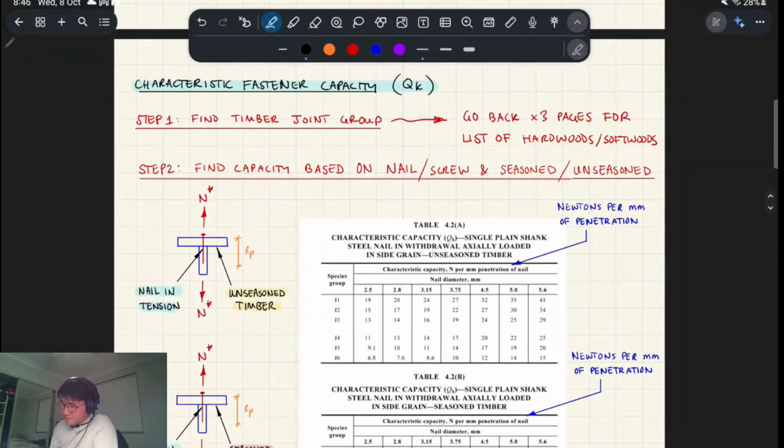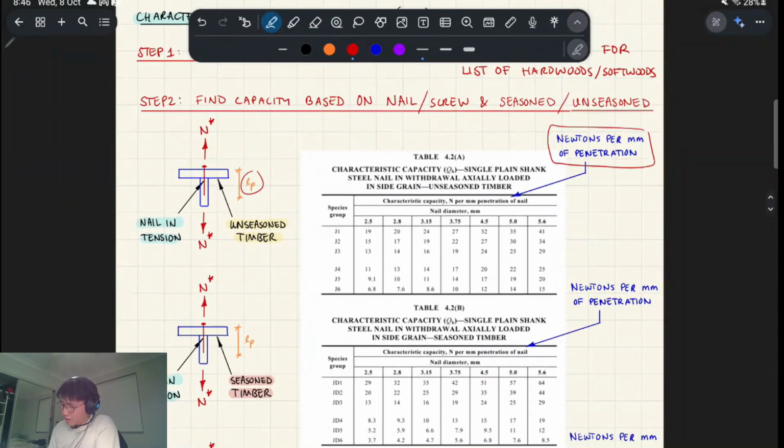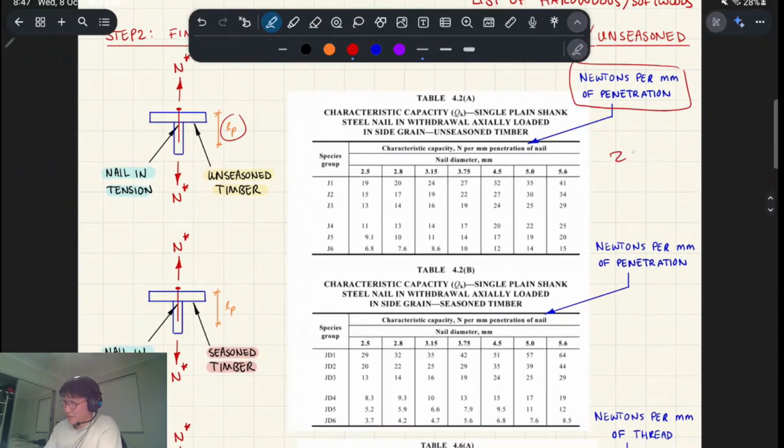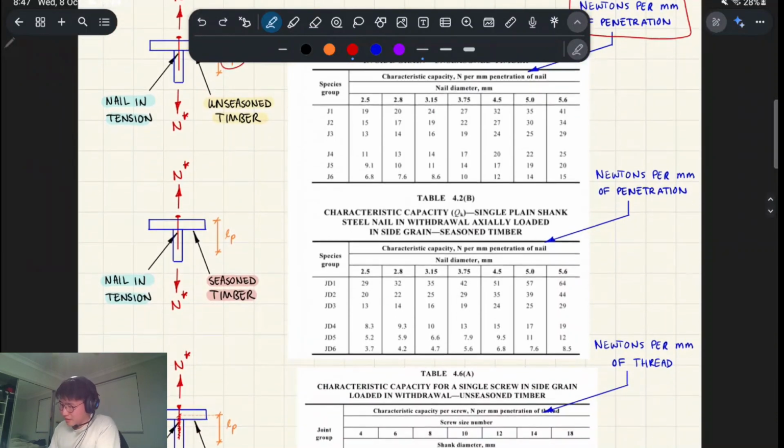Okay, characteristic fastener capacity. So as I mentioned, this is now a different type of unit. It's newtons per millimeter of penetration, and then later you're gonna multiply it by LP. And so these numbers will look different, right? If you recall, before we were talking about like 2700 or 2400 newtons, right? So you're gonna do that multiplied by how many mil you have, right?